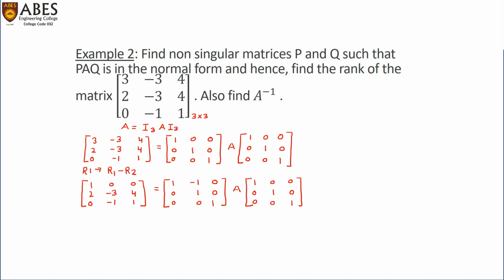Now, with this row, making this element 0: R2 is replaced by R2 minus twice R1. The matrix becomes 1, 0, 0, 0, 3, 4, 0, minus 1, 1. In the pre-matrix, R2 minus 2 R1 gives minus 2, 1 plus 2 is 3, 0, 0, 0, 1.